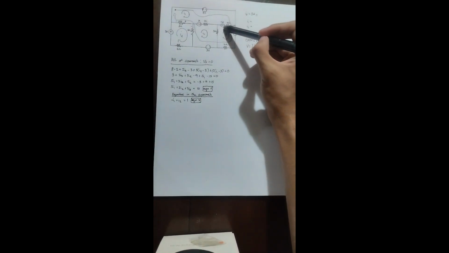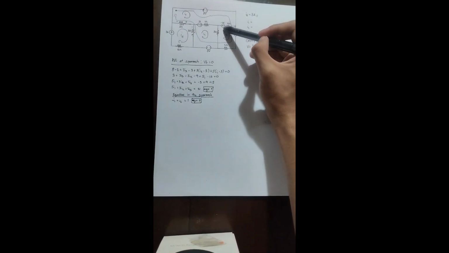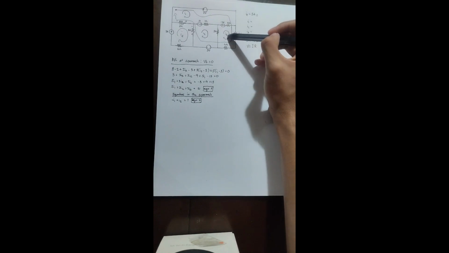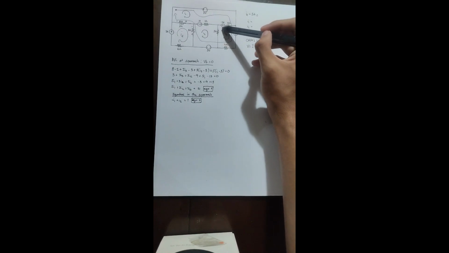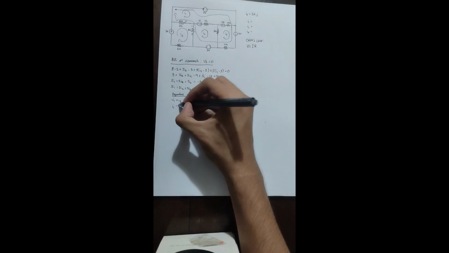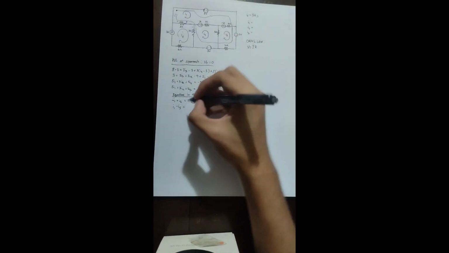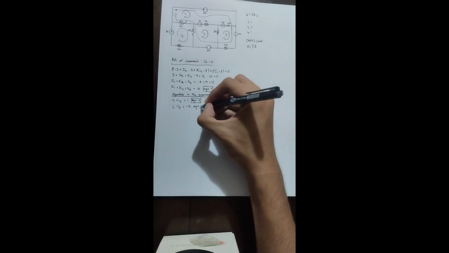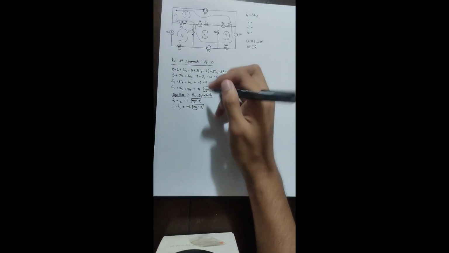And then our last equation. As you can see, we have a negative 2 ampere current source. Again, our I1 goes with the direction of the current source, meaning it is positive, and our I3 goes against the direction of the current source, meaning it is negative. So here we can write positive I1 minus I3 equals negative 2. So here we have our equation 3.